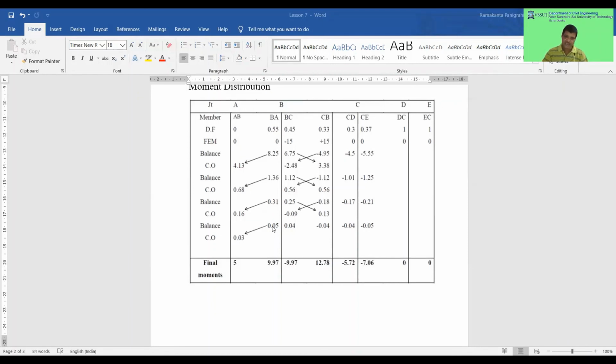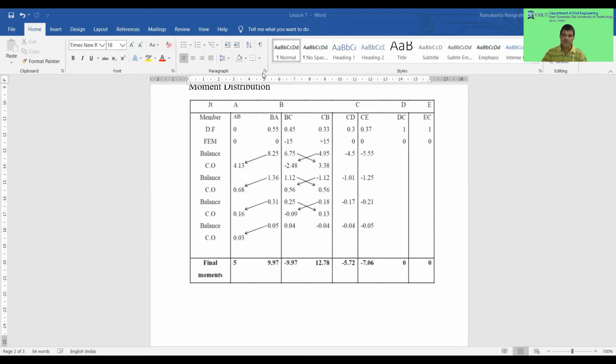So he has taken a carryover for this fixed end. It does not matter if you take it or not, you will come to here, because the value is hardly 0.03. It does not matter to the overall moment. That is a fixed end. So now you find the final moment. You have to go on as we have discussed earlier.